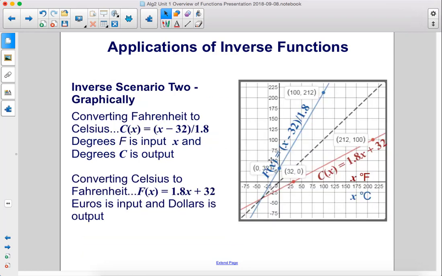Here we see how converting Fahrenheit to Celsius and back can be represented in a graph. We have our diagonal here. Here we have our first function that takes Celsius and converts it to Fahrenheit. And here we have our little Celsius machine: you input x and you get Celsius degrees out.